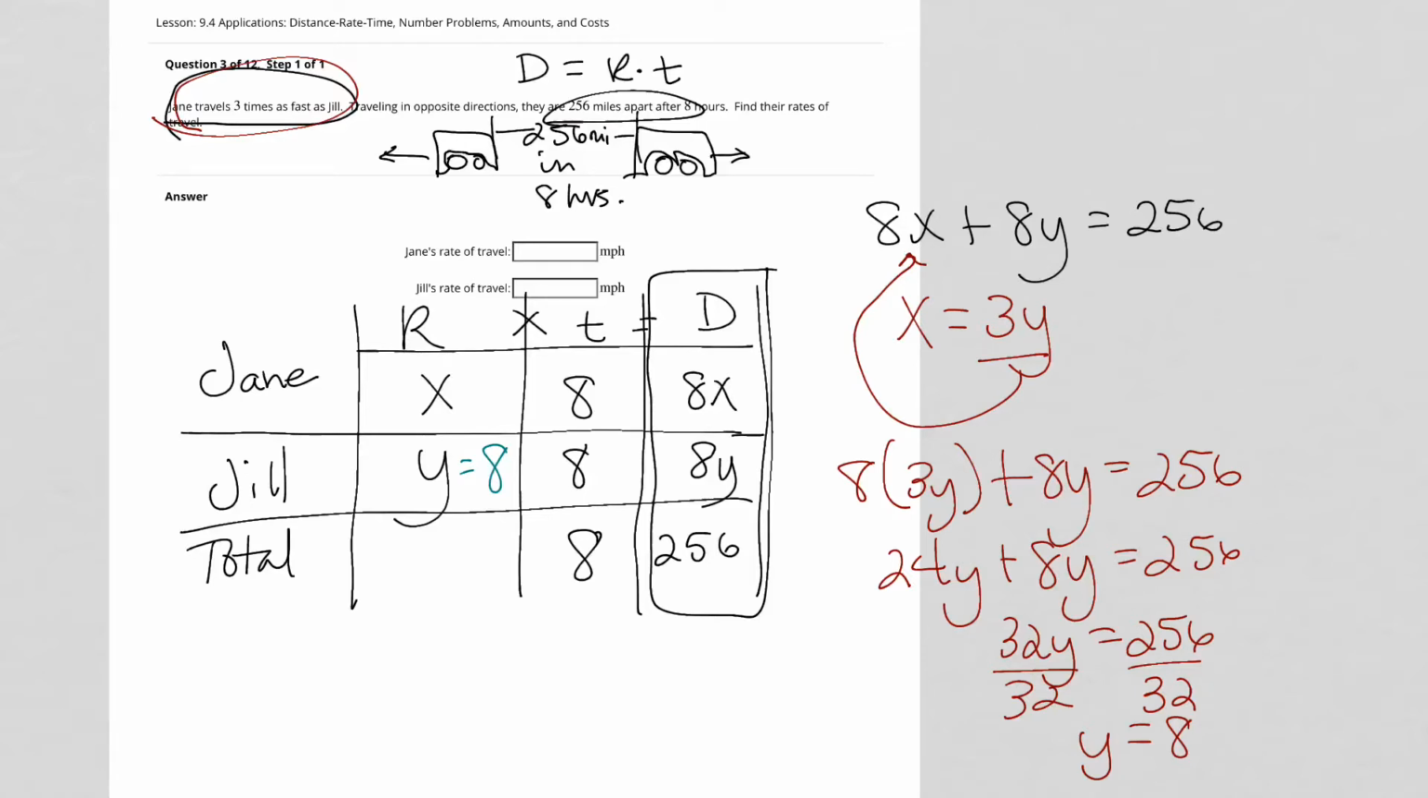To figure out what Jane's rate is, I am going to take 3 times 8, which is 24. That's my X value. So Jane's rate is 24 miles per hour and Jill's rate is 8 miles per hour.